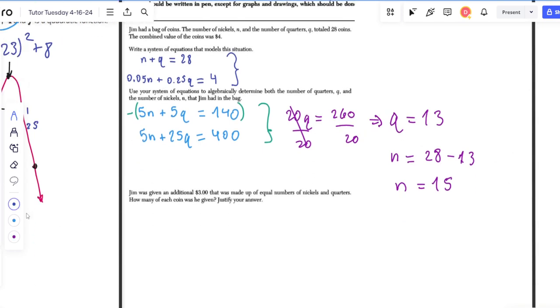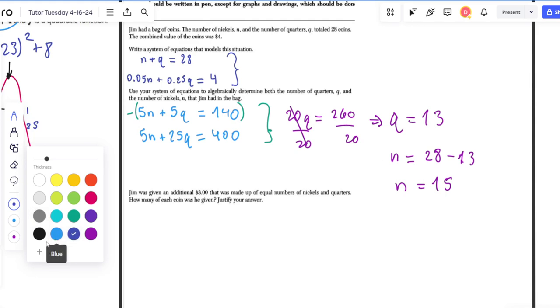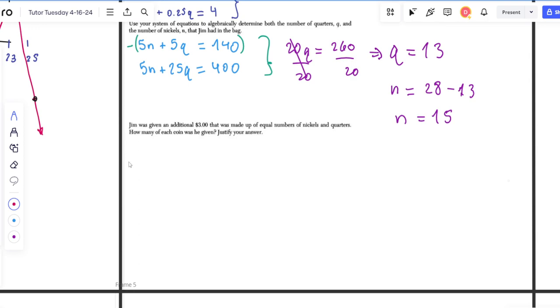If Jim was given an additional $3 that was made up of equal numbers of nickels and quarters, how many of each coin was he given? I guess that's just another system of equations, right? n equals q, and then 0.05n plus 0.25q is equal to 3.